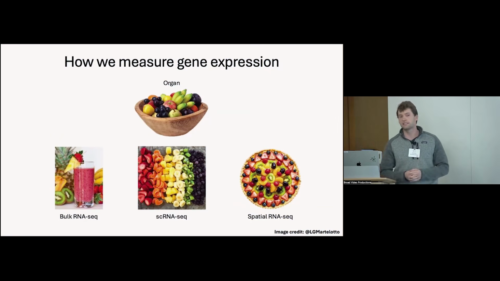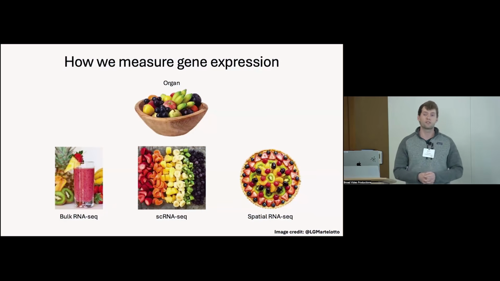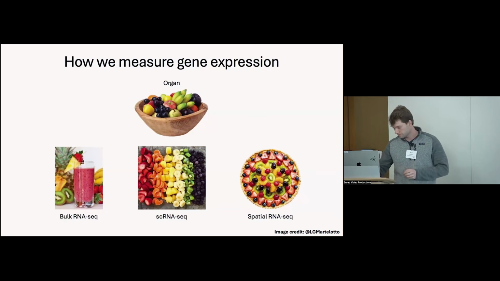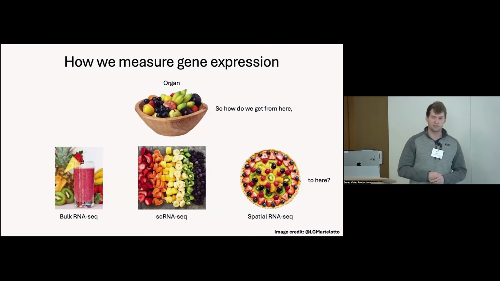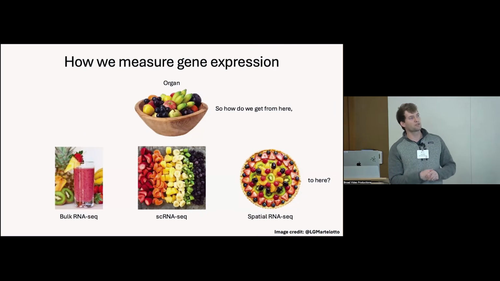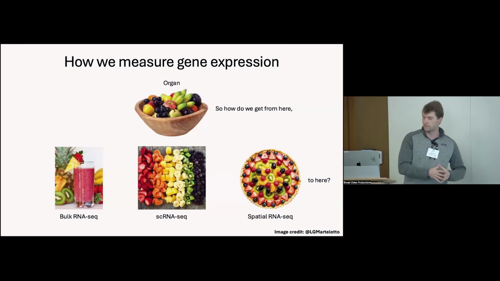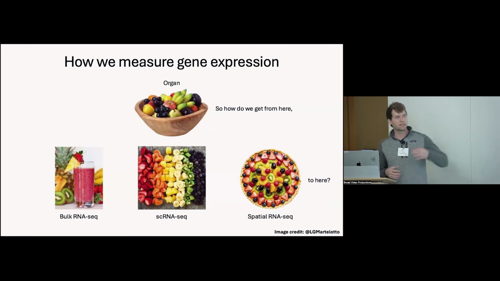So with spatial RNA-seq, we can do the same thing. We know where genes are expressed spatially in this tissue. So the one sentence definition I'll give for spatial transcriptomics is it measures gene expression in intact tissue while preserving spatial coordinates. So that's the overview of what spatial transcriptomics is. But today I want to talk about how we get from the organ to the spatial RNA-seq. How do we get from this fruit basket to this spatial platter?